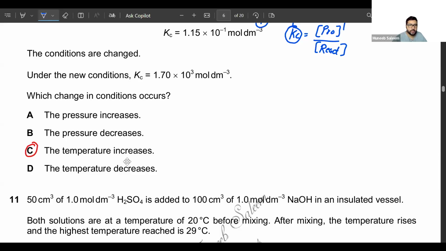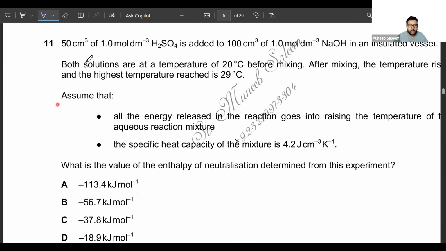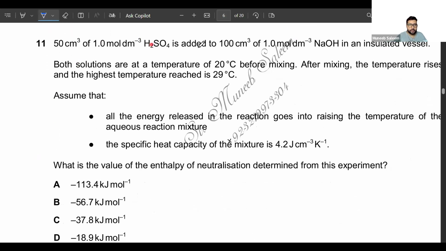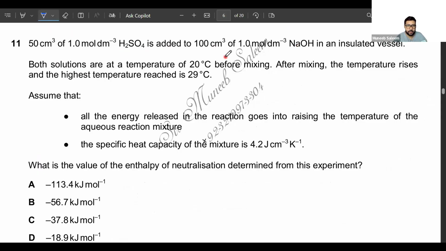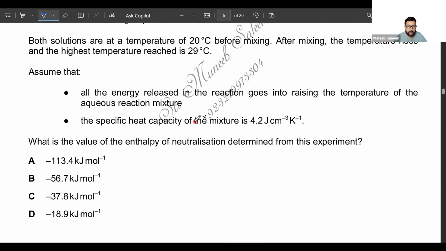Now the next question, question number 11. We have a volume and concentration of sulfuric acid, and a volume and concentration of NaOH. They are reacted, and before reaction the temperature is 20 degrees centigrade, and after reaction it's 29. Then we are provided with a specific heat capacity. We have to determine the enthalpy of neutralization.